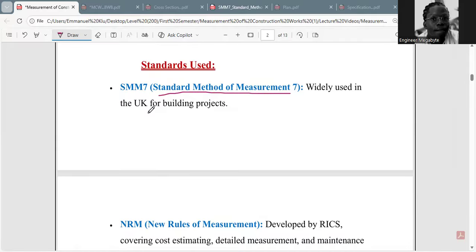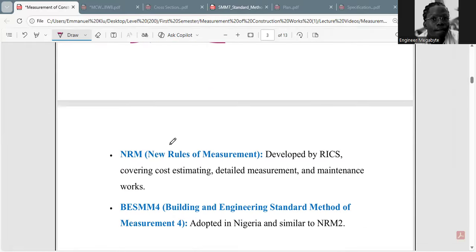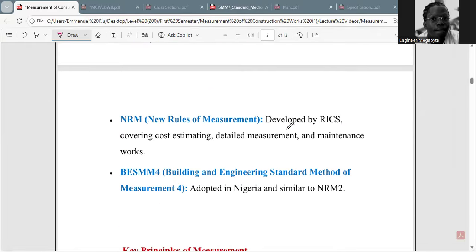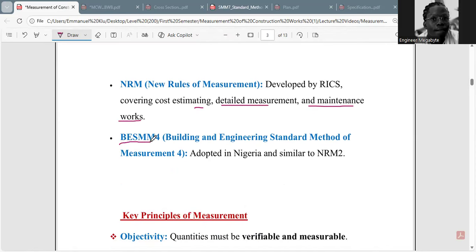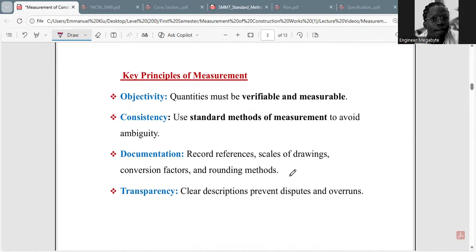So the SMM7 is widely used in the UK for building projects. And also we have the New Rules of Measurement, which was developed by the RICS, covering cost estimation, detailed measurement, and maintenance work. And also the BESMM4, that is Building and Engineering Standard Method of Measurement. It is adapted in Nigeria and is similar to NRM2.